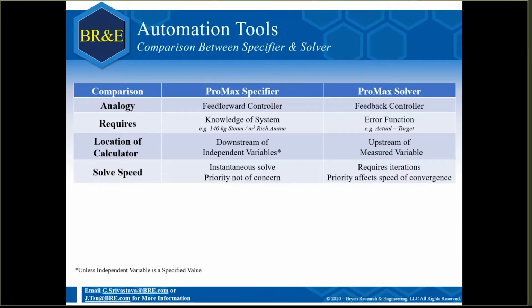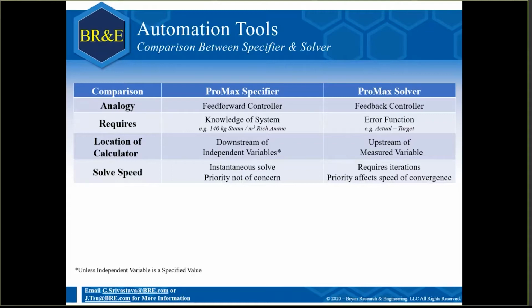The main advantage of using a specifier is its speed. Since it's proactive, it doesn't need to guess. It just takes whatever information, does some math, and it gives you the results straight away. So there's no iterations required or anything.